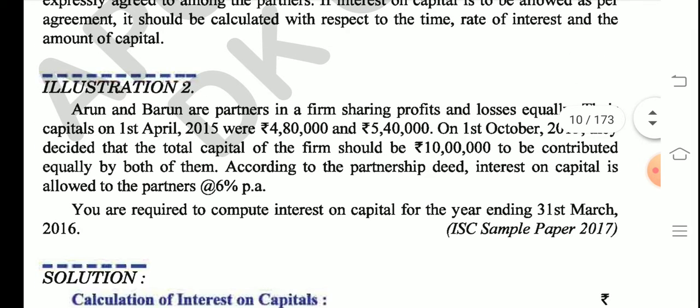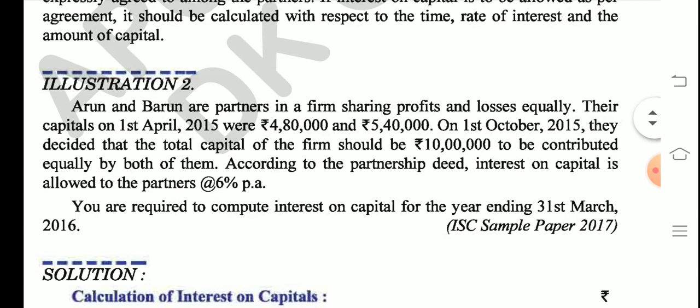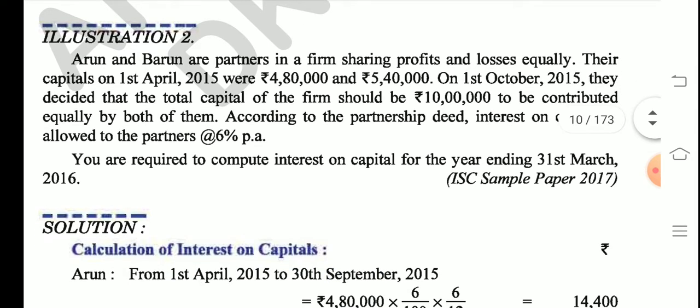So again, this question is given to you. I see this question has been asked in the ISC sample paper 2017. So basically start doing such illustrations in your notebook. They're very important. These small illustrations will help you to solve the big questions. So Arun and Barun are two partners. They share profit and losses equally. So underline this point, equally. Their capitals on 1st April 2015 stand at 4,80,000 and 5,40,000.